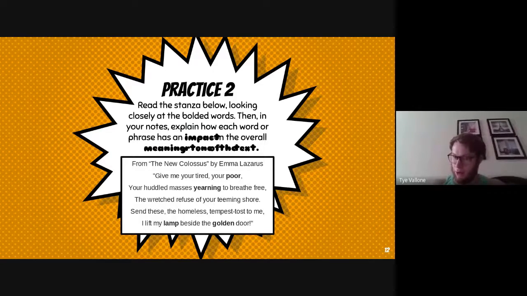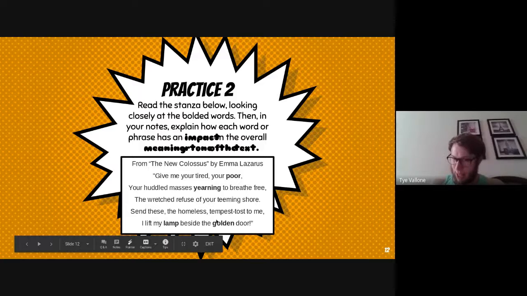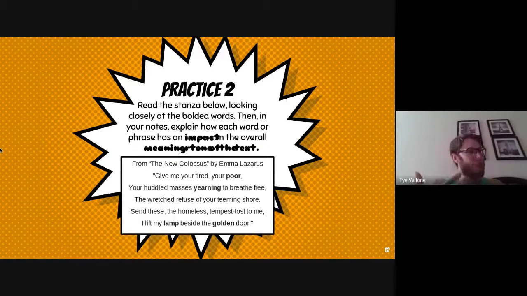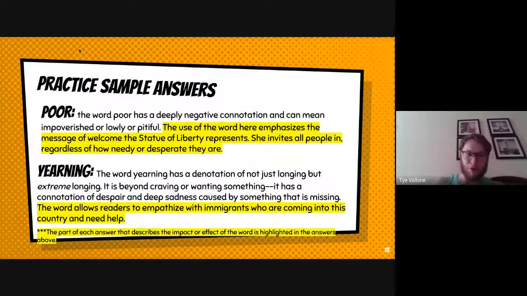All right. And notice we have a couple of these words in bold. Those are the words we're going to look at to figure out how these word choices impact the meaning or the tone of the text based on their different denotations and connotations and figurative meanings. Right. So if we look at two of these words, poor and yearning, right? The word poor has a deeply negative connotation and can mean impoverished or lowly, pitiful.